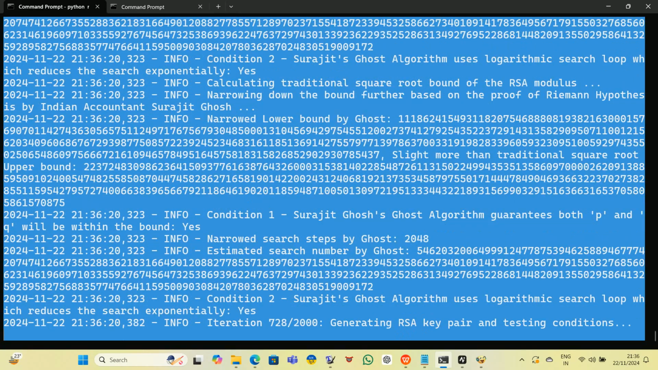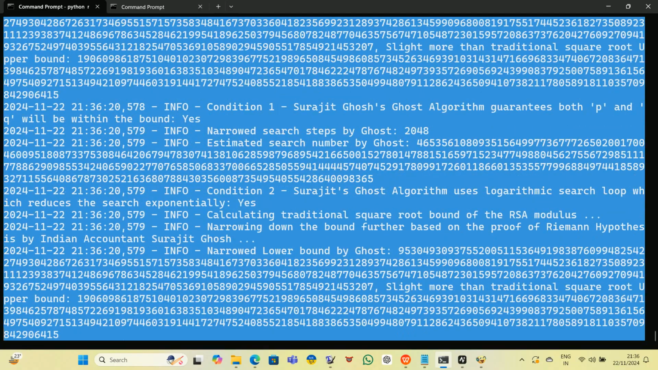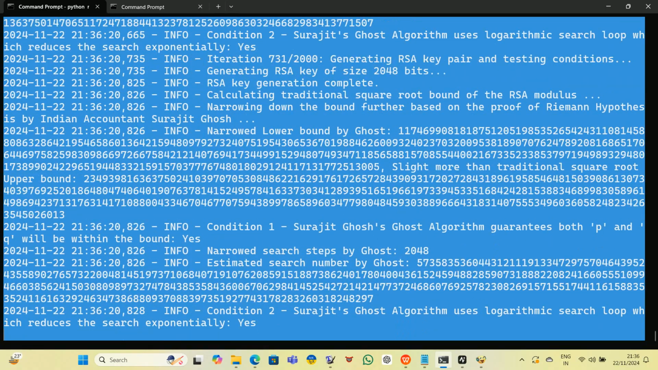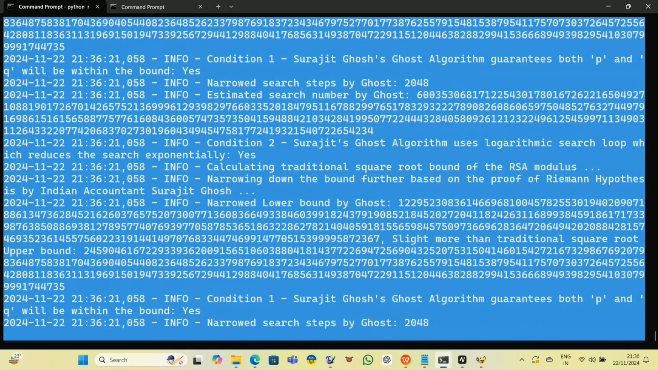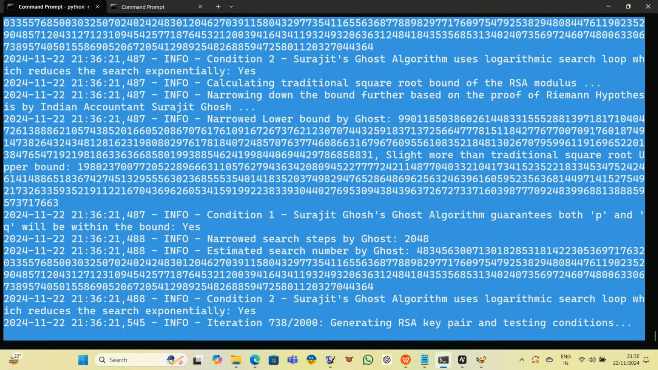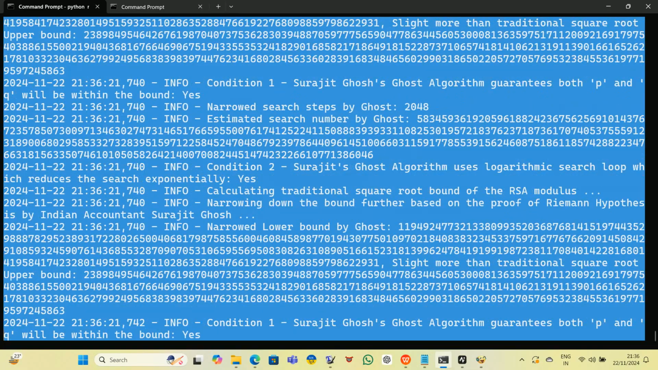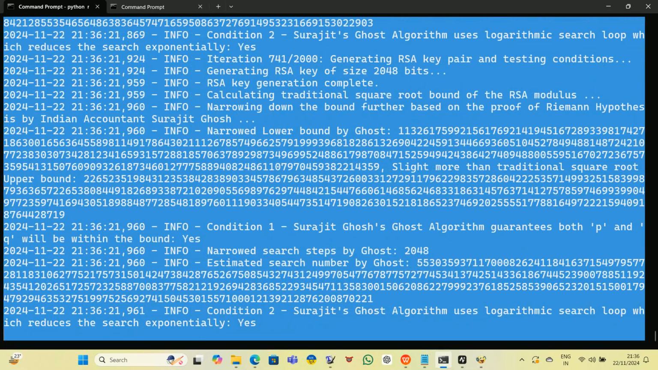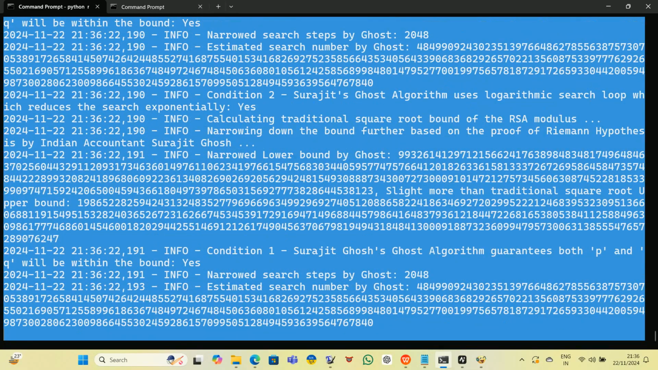Machine learning algorithms, particularly those based on pattern recognition and statistical analysis, can be trained on massive datasets of primes to learn the underlying distribution of primes more effectively. This could lead to the development of predictive models that guide the search, identifying promising regions within the bounds faster than brute force methods.